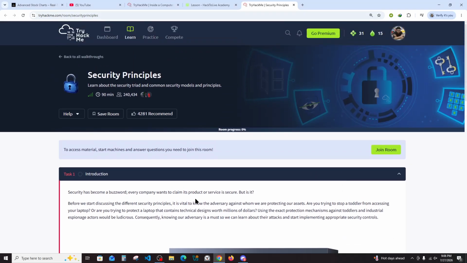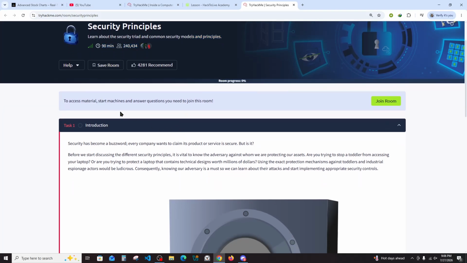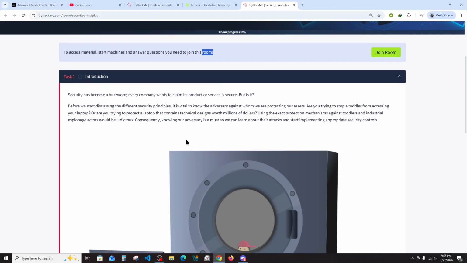Let's look at another security related lab. Security Principles: learn about the security triad and common security models and principles. To access the material, start the machines and answer the questions; you need to join this room.